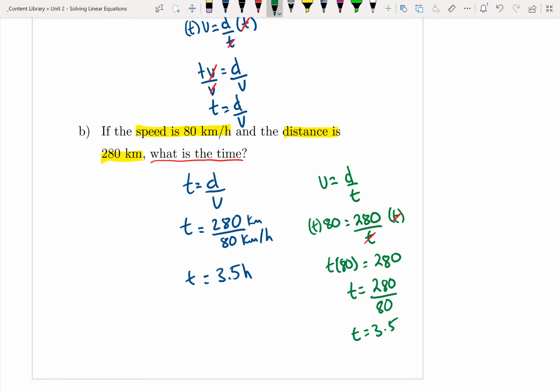So this would be the way that we would do it originally, but if I have to constantly find the time, then it's just much easier if I come up with an actual equation, like we did over here, to use every single time, because it's much easier just to plug the two numbers in rather than have to rearrange the formula every single time.